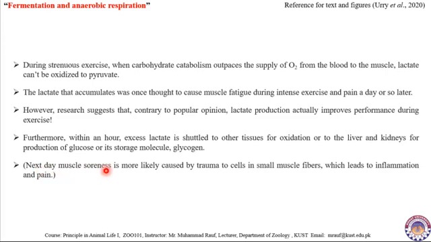Next-day muscle soreness is more likely caused by trauma to cells in small muscle fibers, which leads to inflammation and pain. So this is because of the wear and tear of the muscle fibers, which results in pain a day or so later, and not the accumulation of lactate.